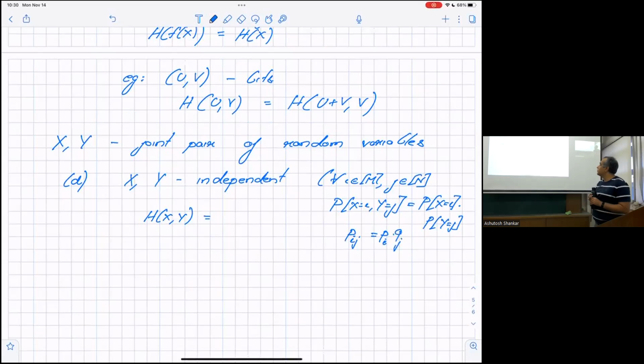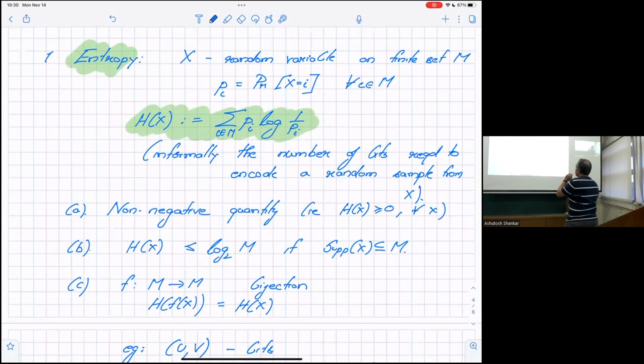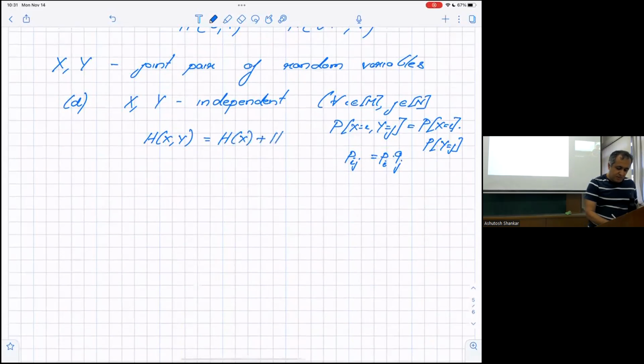So the term P_ij log 1 by P_ij will split. Log 1 over P_ij becomes log 1 over P_i plus log 1 over Q_j. So you have the summation over i,j of P_ij times (log 1 over P_i plus log 1 over Q_j). But you can just collect all the log 1 over P_i terms and sum over i,j of P_ij. You will realize you just get the summation of P_i log 1 over P_i plus the summation of Q_j log 1 over Q_j. I'm not doing it here, but this will exactly turn out to be H of X plus H of Y.